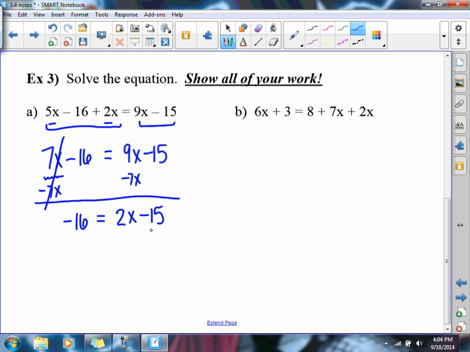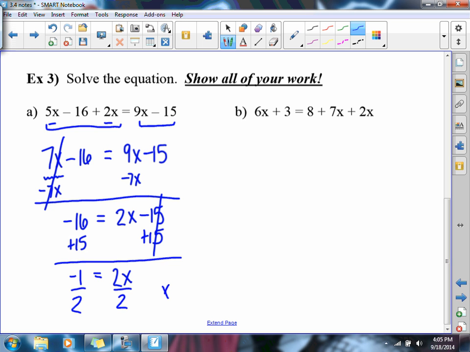So I've got to get all my numbers over onto the left side. So I have to undo that subtraction by adding 15 to both sides. And when I add, I'm going to have a negative 1. And then I bring down my 2x. The 15's cancel. And then my last step is to divide by the 2.